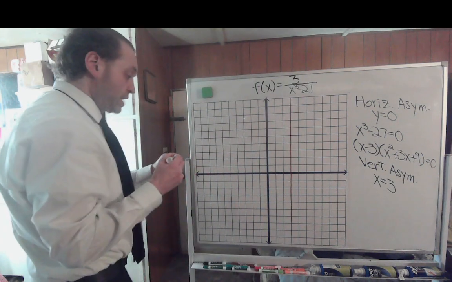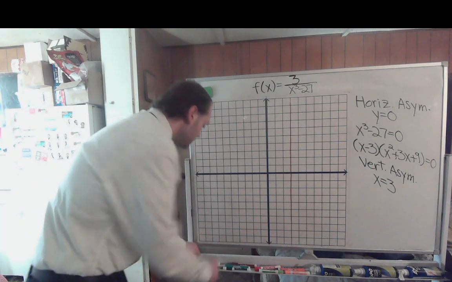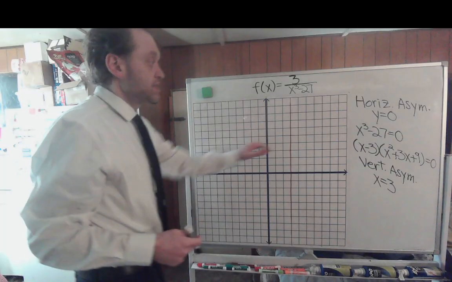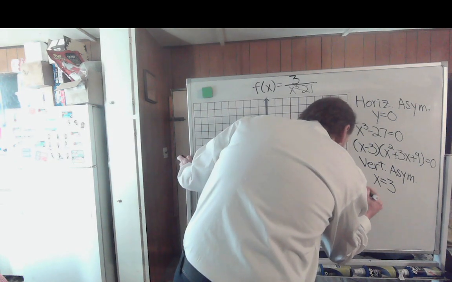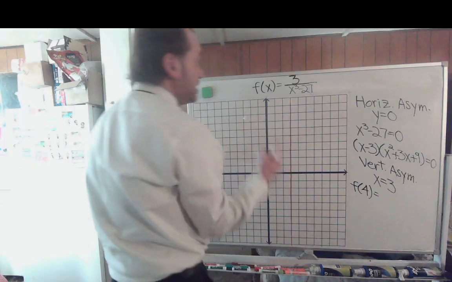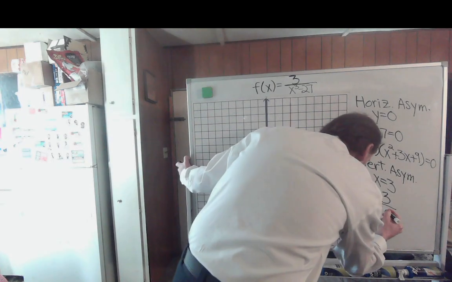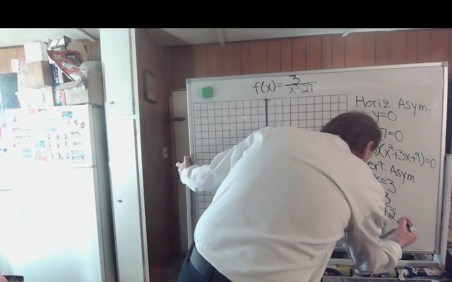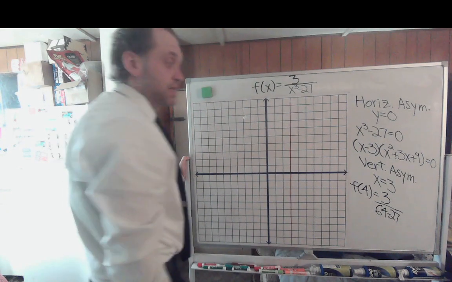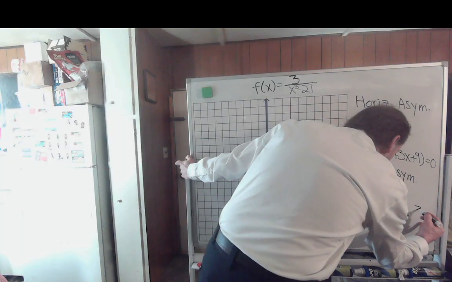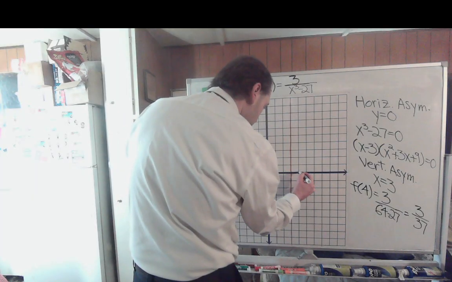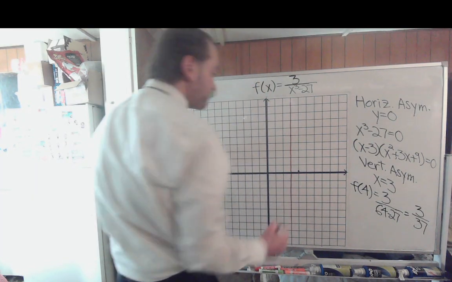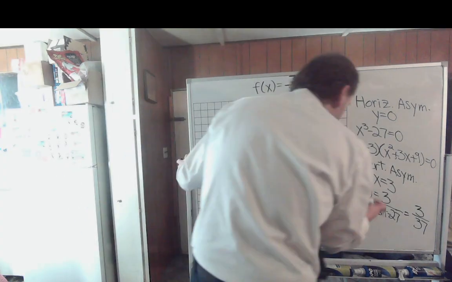All right, there we go. So let's go to the right of x equals 3. Let's start at x equals 4, right? So we'll put in f of 4. F of 4 is going to equal 3 over, what is 4 to the third? That's 64 minus 27. Well, what is 64 minus 27? That's 37. So you would end up getting 3/37. That would be really small. And then why don't we do f of 5?